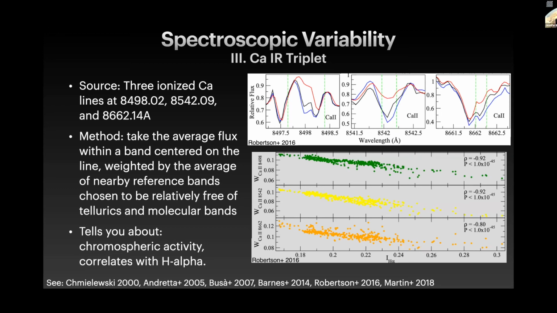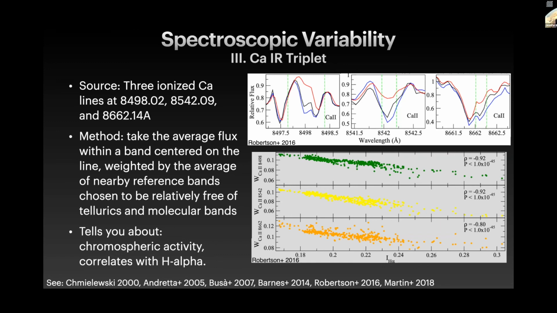You can see them plotted across the top here. And these are considered by many to be one of the more promising activity indicators for the growing population of near-infrared precision RV spectrographs that are coming online. Following a similar approach to the previous lines, we're once again measuring the flux in each of the line cores and comparing it to nearby continuum or reference spectra.